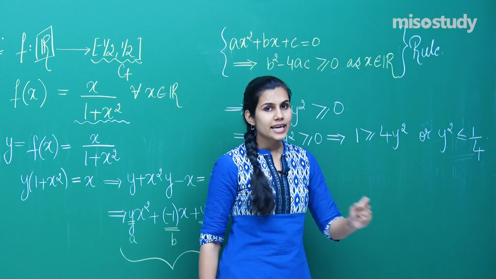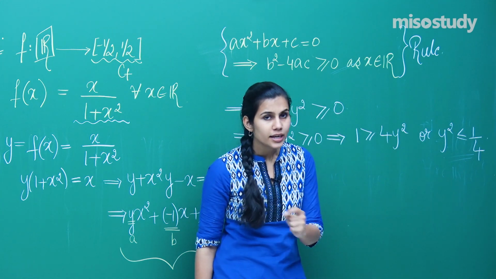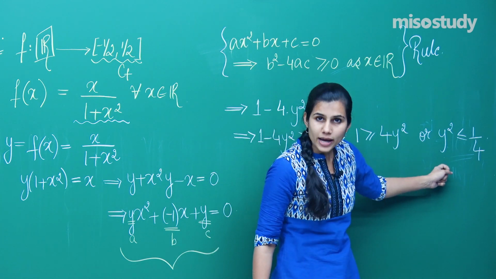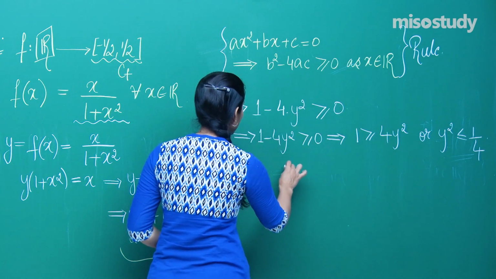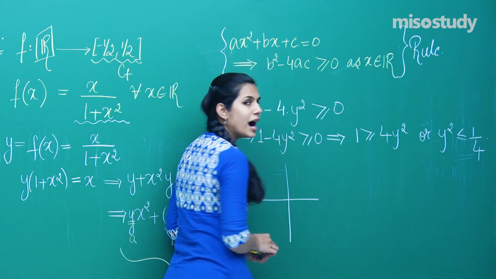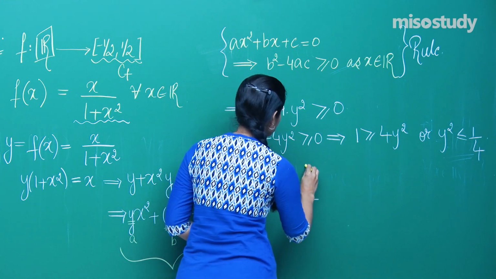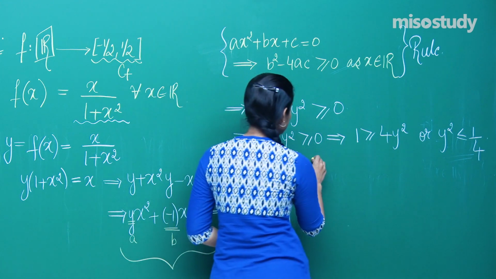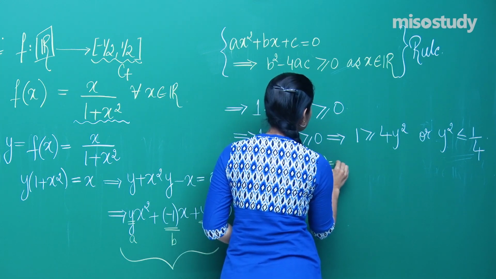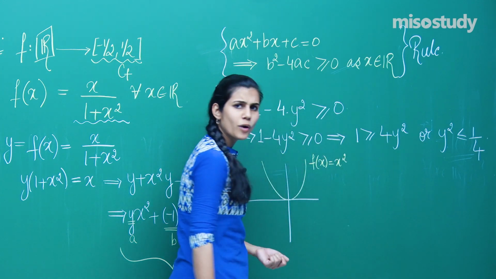Can I say something about the outputs if I know something about their square? Yes, of course, because I know the graph of y square. That is this. This is the graph of f(x) equals x square. x and y are just variables.